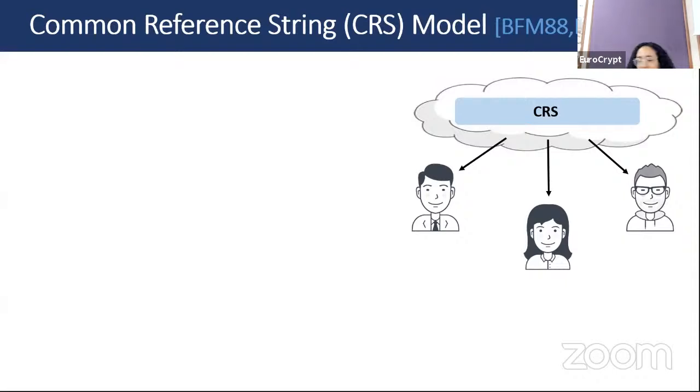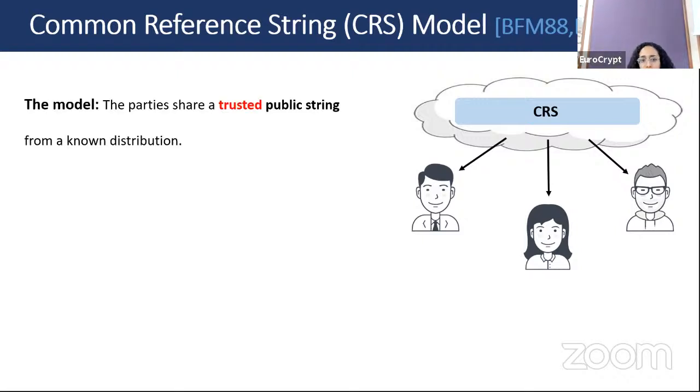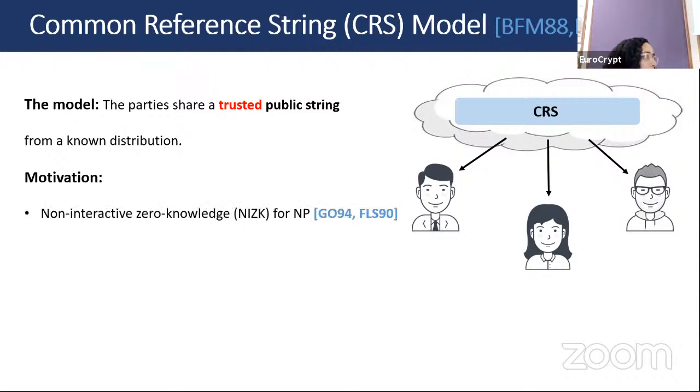Okay, thank you. In the common reference string model, all the parties share a trusted public string from a known distribution. You can think about the string as a commitment to some message. The motivation to define such a model is for achieving cryptographic primitives that we cannot achieve in the plain model, for example, non-interactive zero knowledge for NP or malicious two-party MPC. So for achieving these cryptographic primitives in the theoretical world, the CRS model is more than enough.